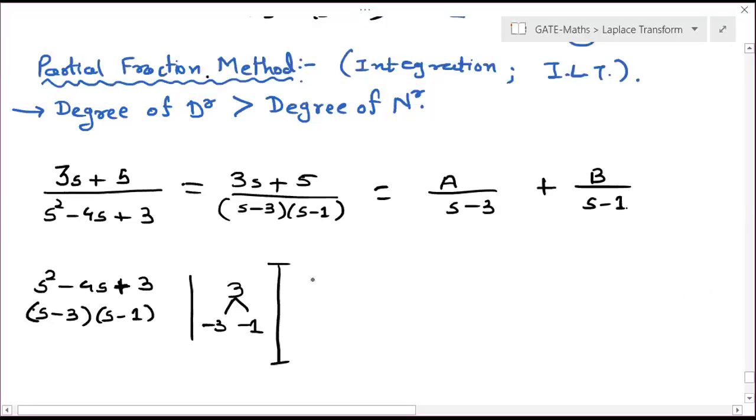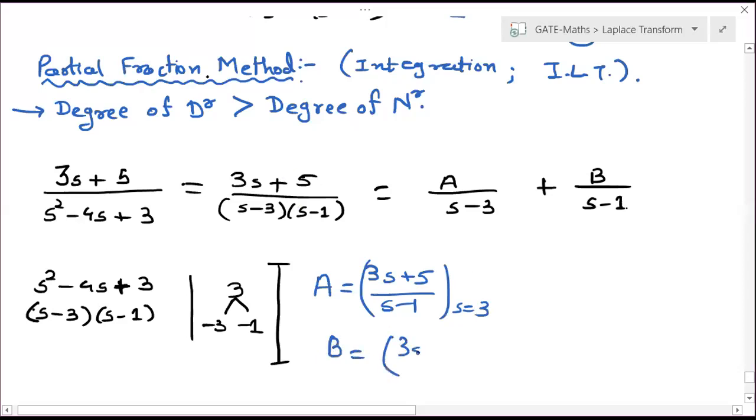So you can write this a as, see over here, our numerator is 3s plus 5. So we'll write this 3s plus 5 as it is. In the denominator of a, I am having s minus 3, but I'll write here s minus 1, its reciprocal. Is it clear? And I'll put s equal to 3 over here. In the same way, I can write b as 3s plus 5 divided by, see, it's reverse, s minus 3, and I'll put s equal to 1.